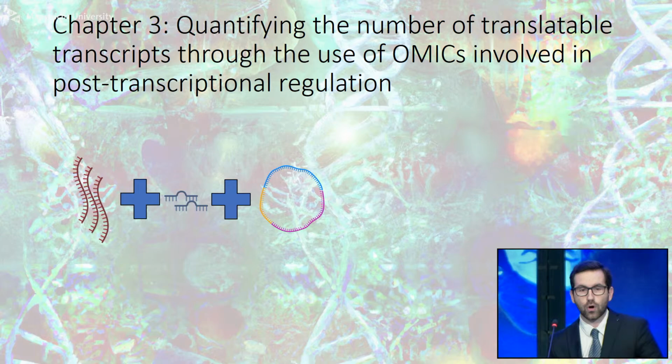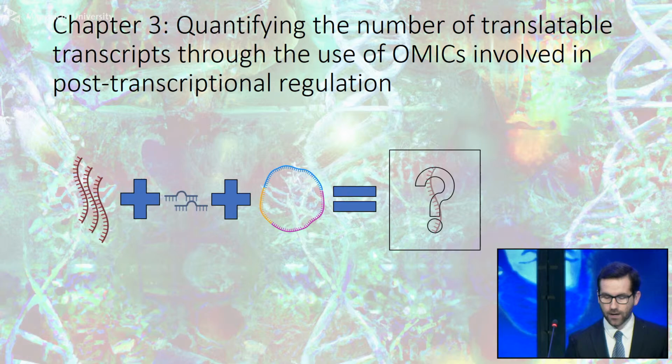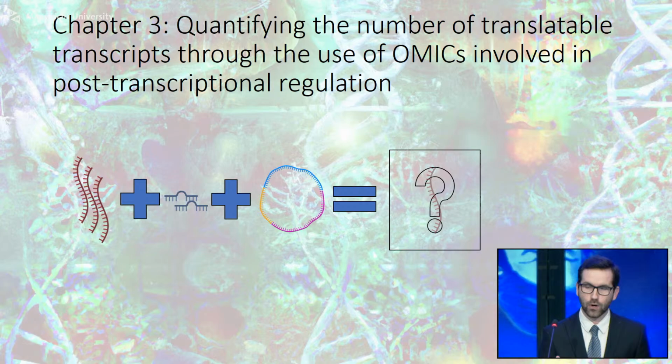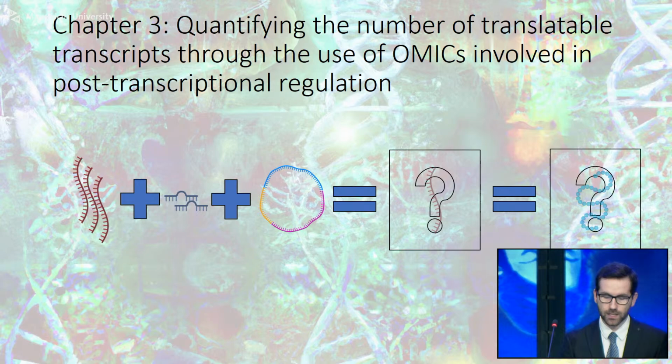So my hypothesis was that if we took this into account, we should be able to investigate or have an approximation of how many messenger RNAs are actually able to code for protein, and thereof have a better approximation of how many proteins are made. So how did I do that in a specific manner?